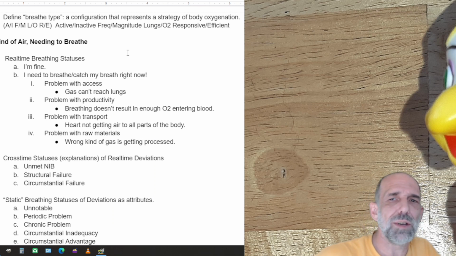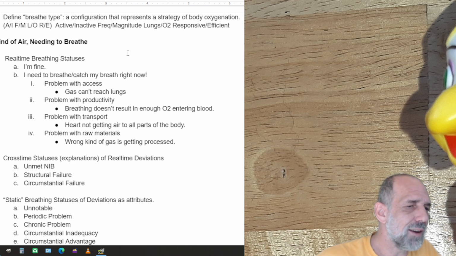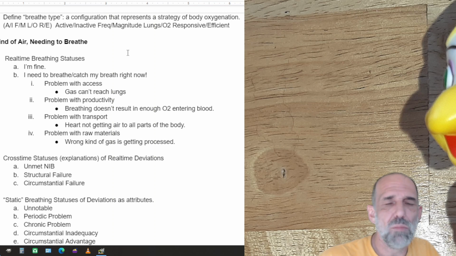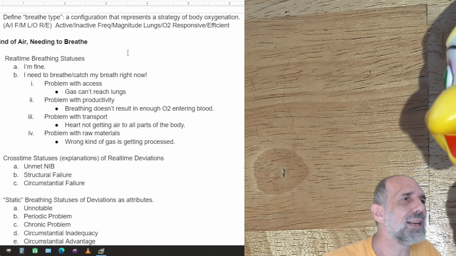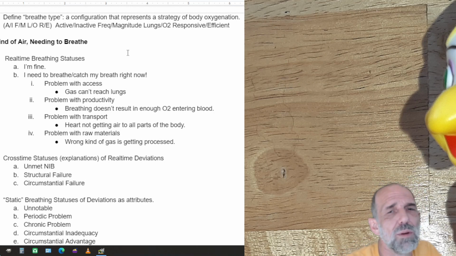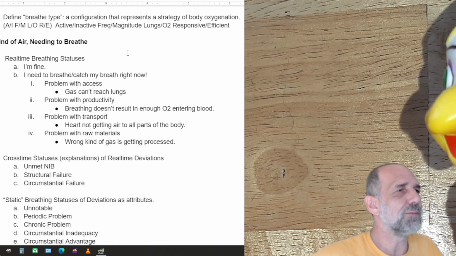But if we imagine a world in which varying pockets of area are of lower or higher oxygen content, include more or less other gases that aren't necessarily good, then we create a situation where we might have an equivalent when it comes to breathing. And then we'd say you've got active, inactive, frequency, magnitude, lungs, O2, and responsive or efficient as your vectors, basically. What does that mean? Well, first of all, let's look at the real-time breathing statuses. So from an experiential level, you've got two real-time breathing statuses. Either you're fine or you need to breathe harder, catch your breath right now.